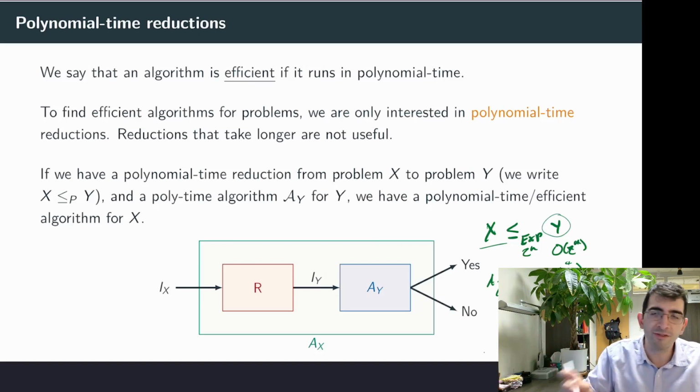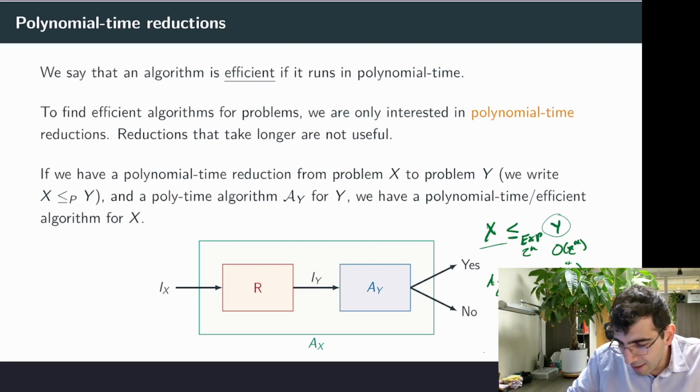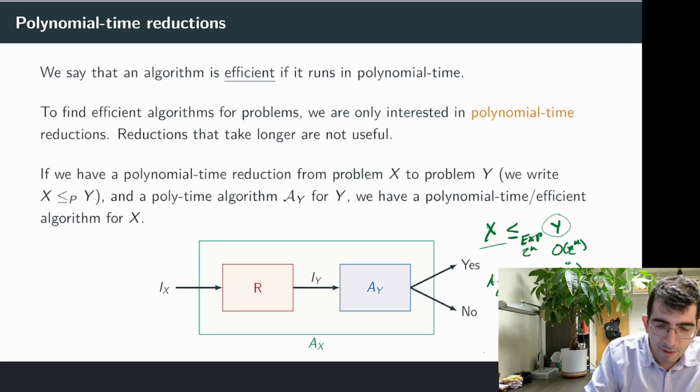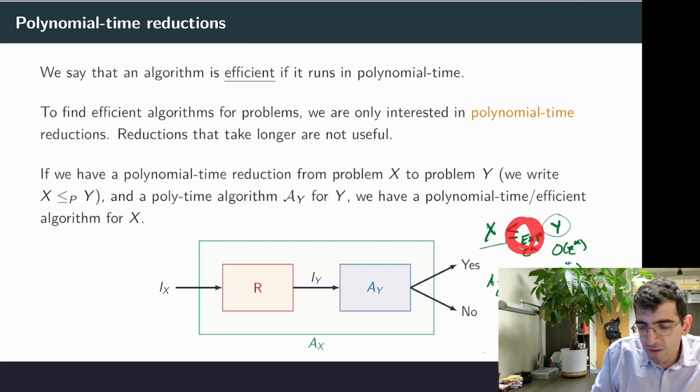Okay, it's still exponential time, but at the end of the day, the major point here is that exponential reduction doesn't really do anything.